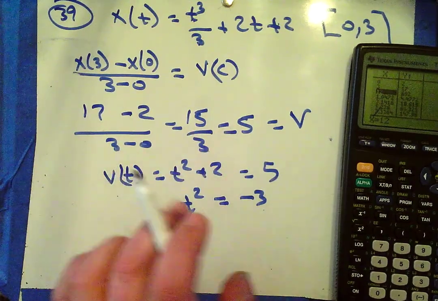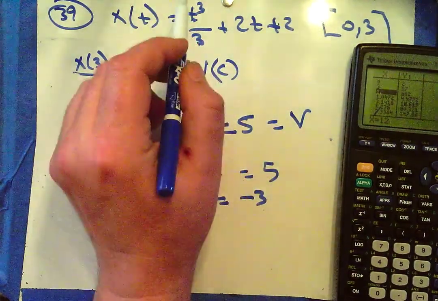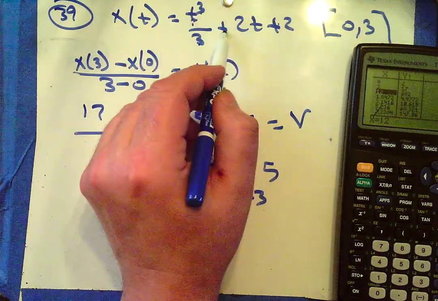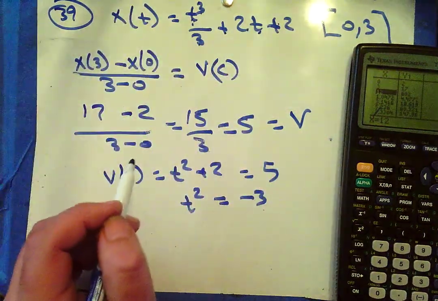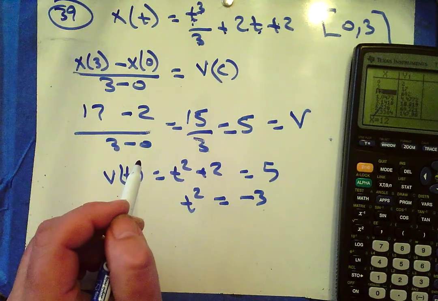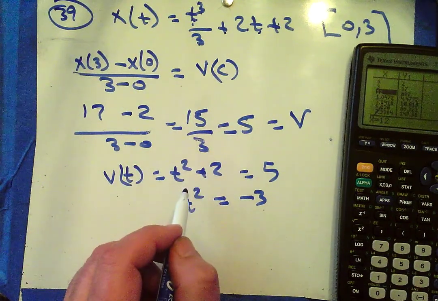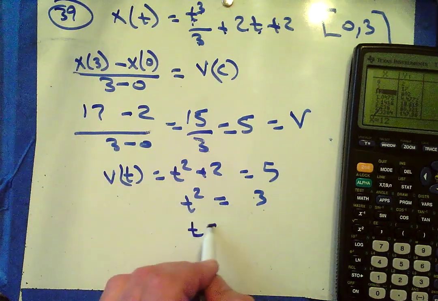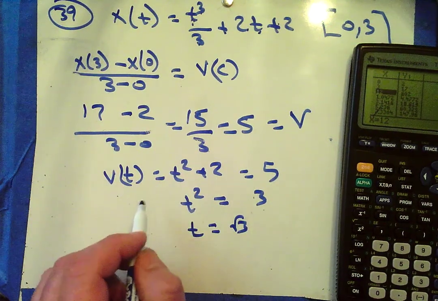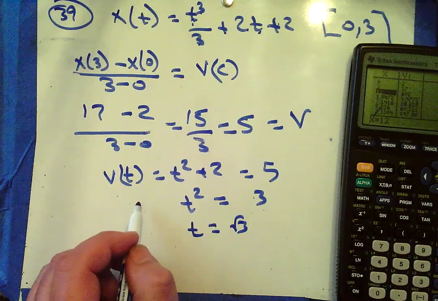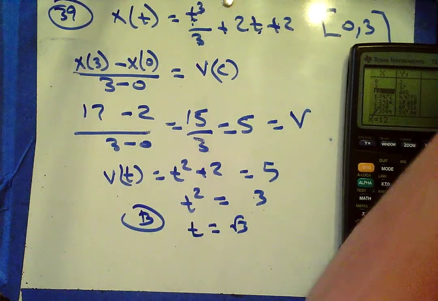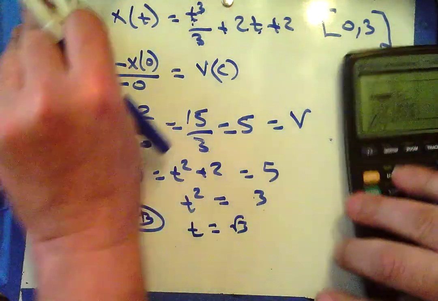I like that. Now, what's the derivative of this? I'm going to bring the 3 down. The 3's cancel. This becomes a 2. And I'm going to take the derivative of this, and I'm going to get 2. So that's my derivative. Oh, I can't subtract. So t equals square root of 3. That's where my mistake was. And that's choice B. Choice B for number 39.